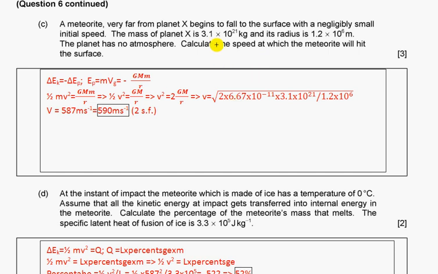So the meteorite is coming from very far, and when it comes to the surface, it gets negative potential energy and positive kinetic energy. So the change of kinetic energy equals minus the change of potential energy. The formula for potential energy is this. Change of kinetic energy, half m v squared, equals the change of potential energy from 0 to this value. Then we rearrange for v and we get 2 significant figures, because, for example, here we have 2 significant figures and here we have 2 significant figures.